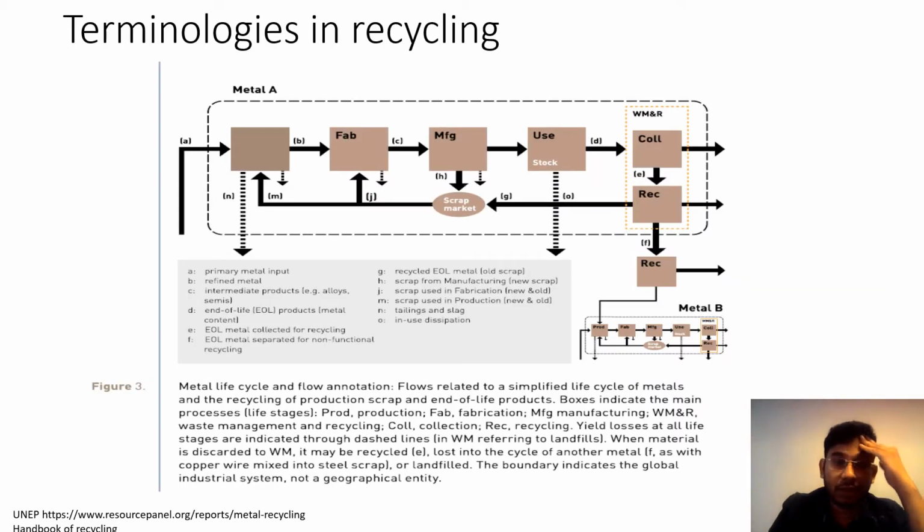Okay, so this is a typical metal life cycle. Basically it is extracted from the ground and it goes into the basic production process, after which you have the flow into fabrication and then into manufacturing, then into use, and then into waste management. Okay, so there are so many things here. So let's take a good look into what they are.